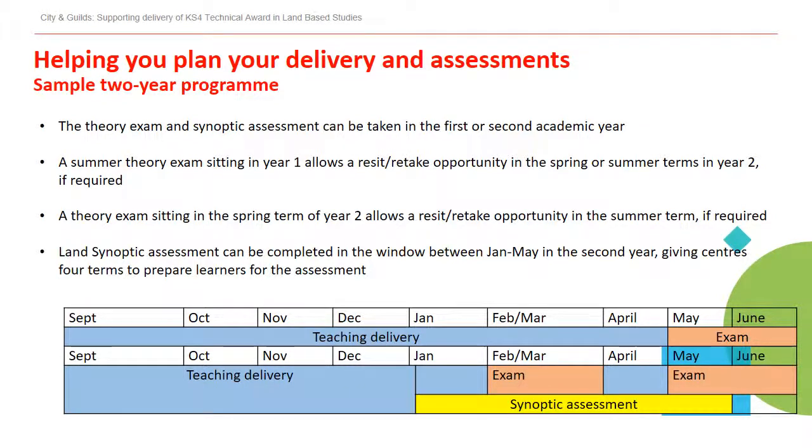This date will be altered every year and will be available on the website. So all the evidence for the synoptic assessment must be submitted in May, and the date again will be on the website. This year it is May the 17th.